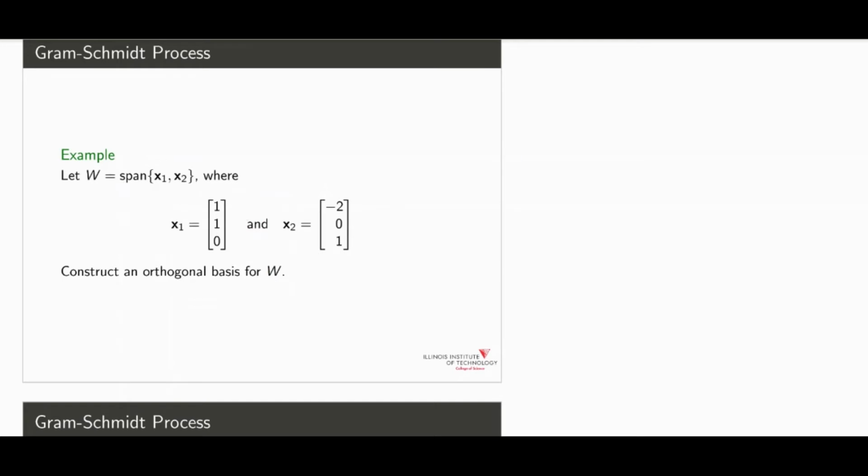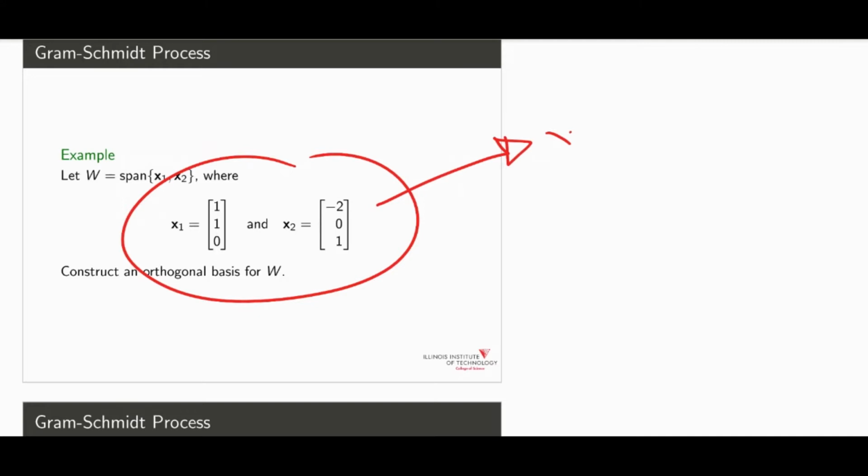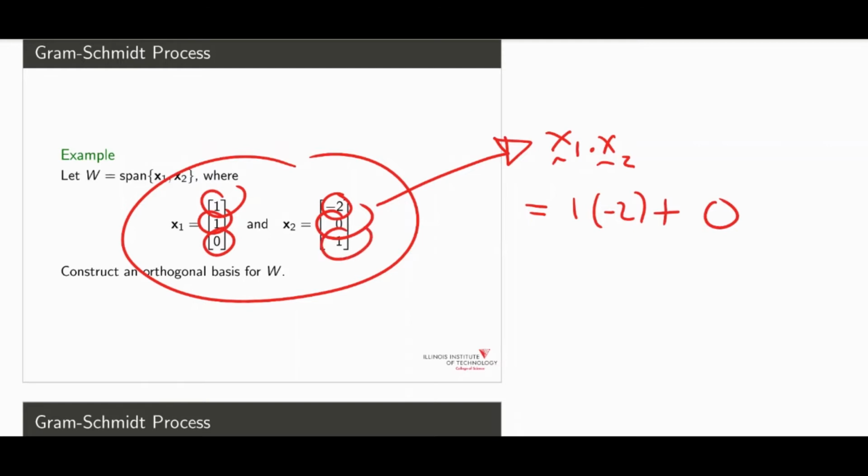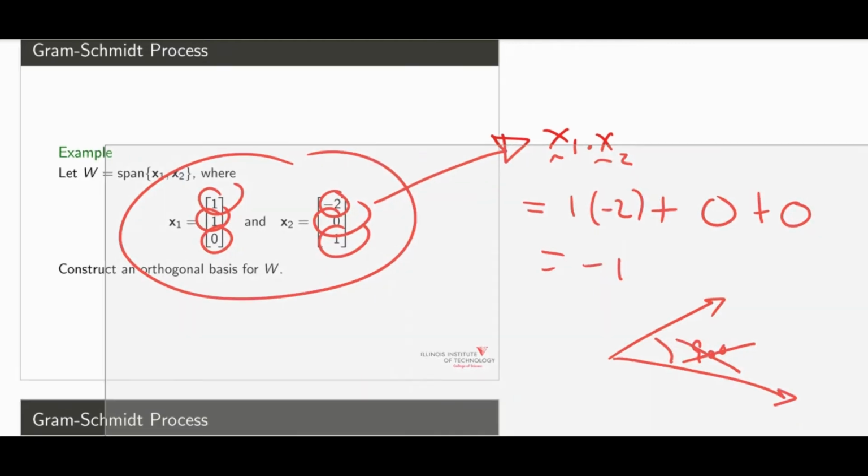Are they orthogonal? Are they perpendicular to each other? How do we check that? Let's take the dot product x1 dot x2. If you multiply this together, you have 1 times -2, plus 1 times 0, which is 0, and this one is also 0, and you get -1. This means that even though these are basis vectors, they are not perpendicular to each other. This is not 90 degrees. So how do we construct another basis?